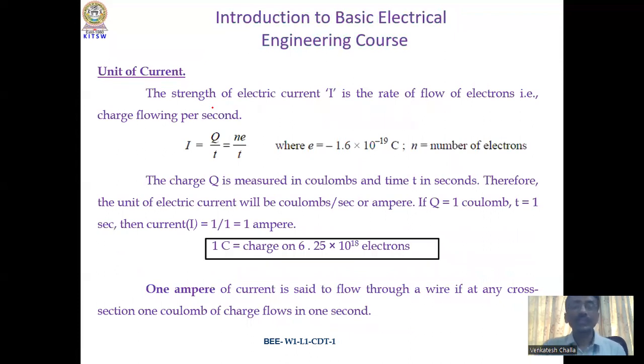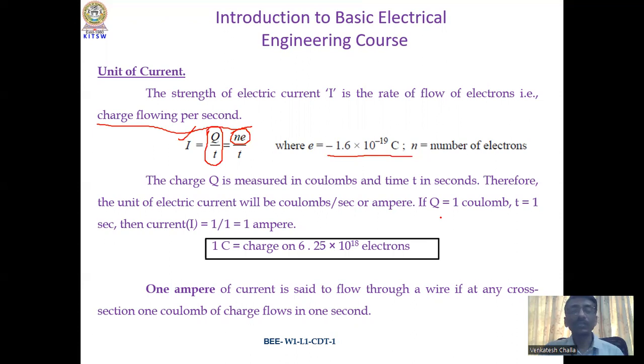The unit for current is amperes, and the current is defined as the amount of charge flowing through the conducting surface per second. So flow of charge per second, Q by T. Q represents the total charge, and per unit time, how much charge has flown gives the current. So I is equal to Q by T, and that is equal to N into E by T. What is the total charge? Number of electrons into electronic charge. You know that electronic charge is given by minus 1.6 into 10 to the power of minus 19 coulomb.